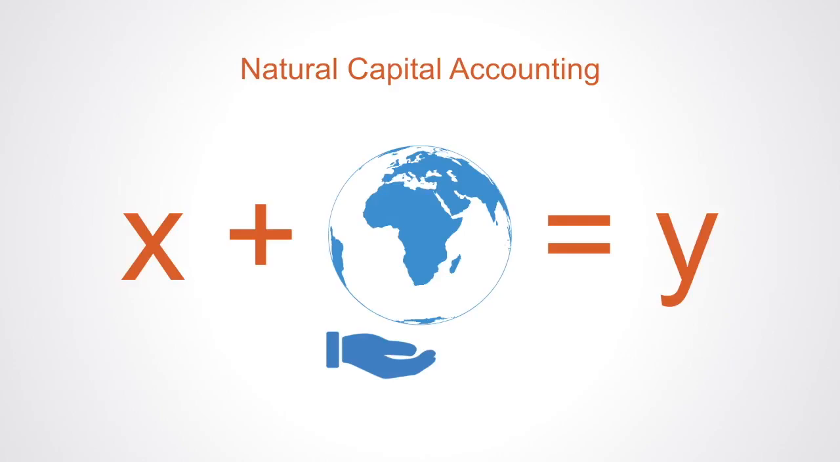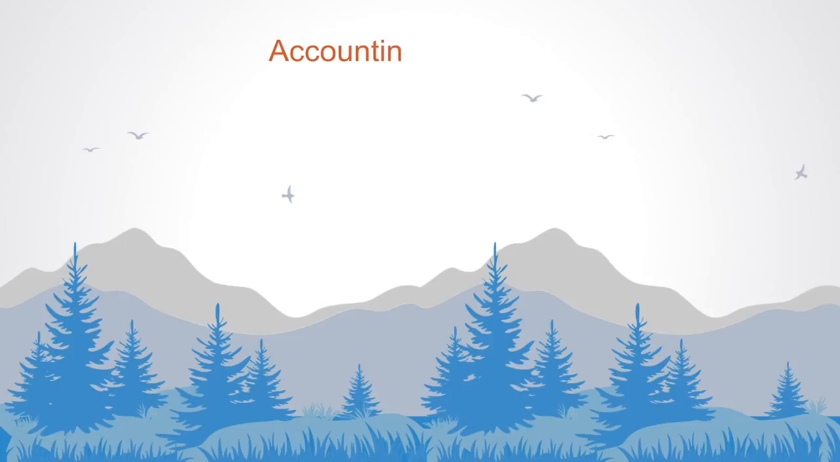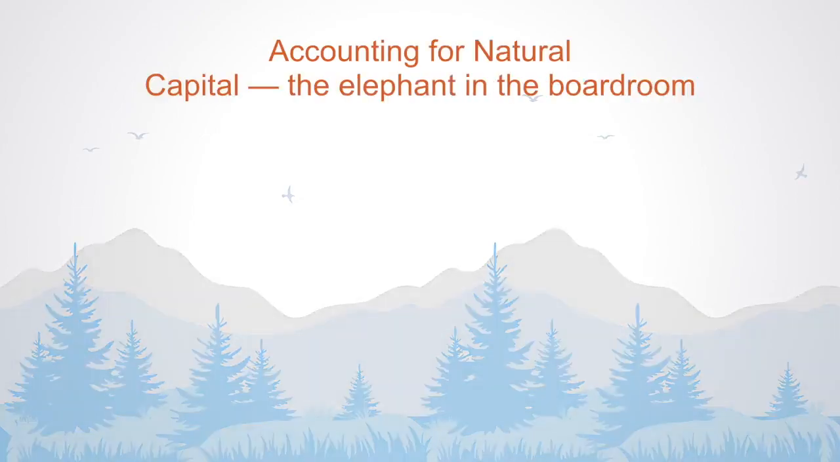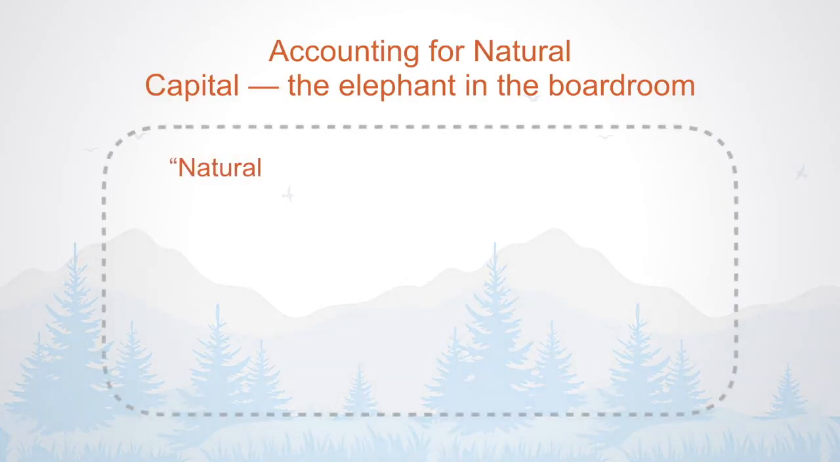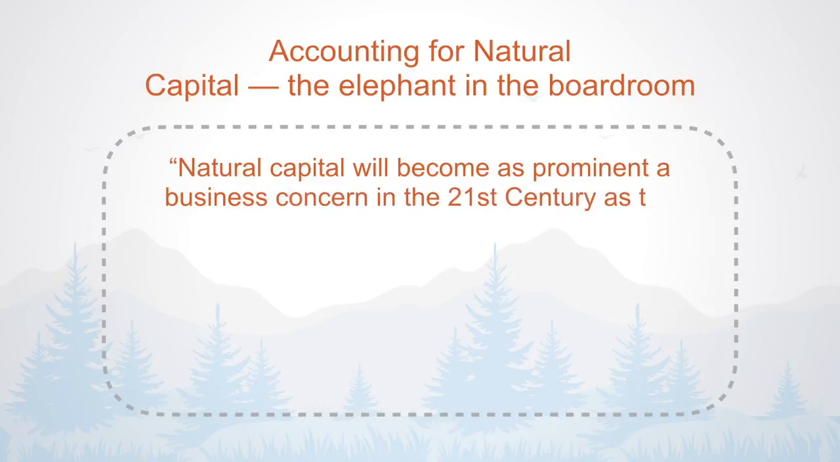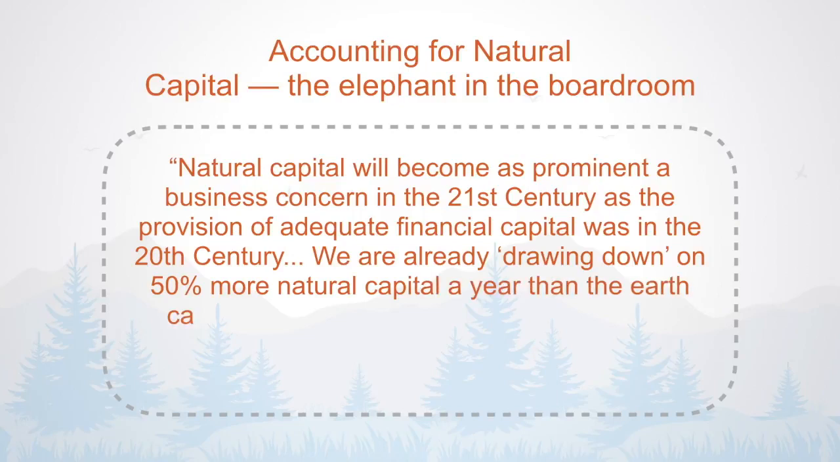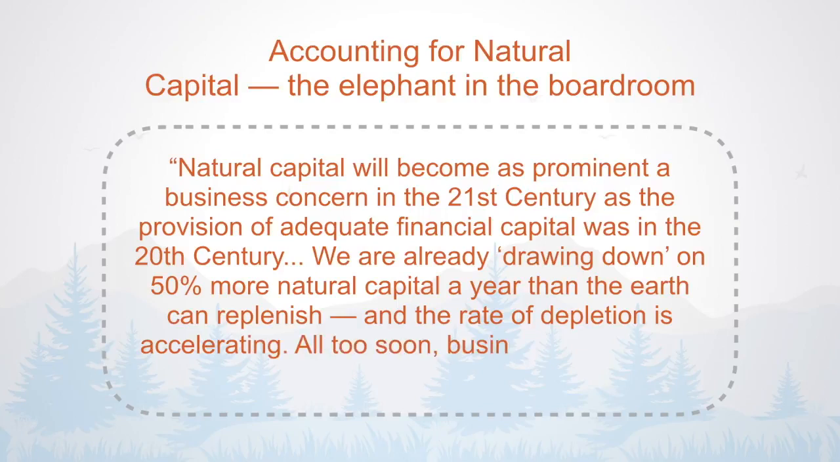This idea is not so new. Indeed, it's becoming ever more mainstream. In a recent Ernst & Young report entitled Accounting for Natural Capital, The Elephant in the Boardroom, the executive summary starts by saying, quote, natural capital will become as prominent a business concern in the 21st century as the provision of adequate financial capital was in the 20th century. We are already drawing down on 50% more natural capital a year than the earth can replenish, and the rate of depletion is accelerating. All too soon, businesses will face a stark choice, adapt or fail.